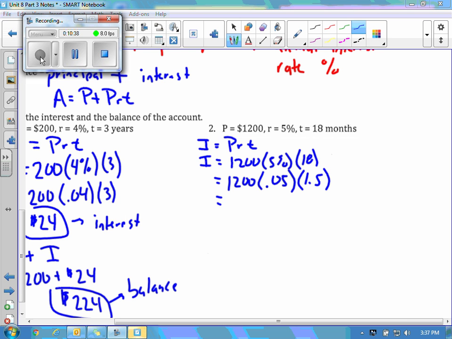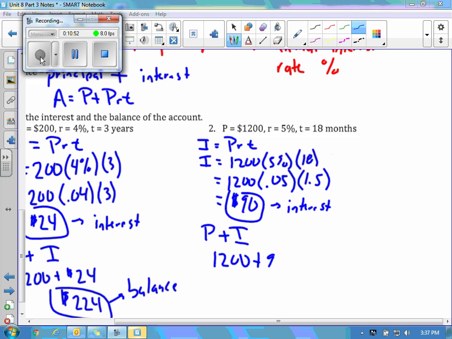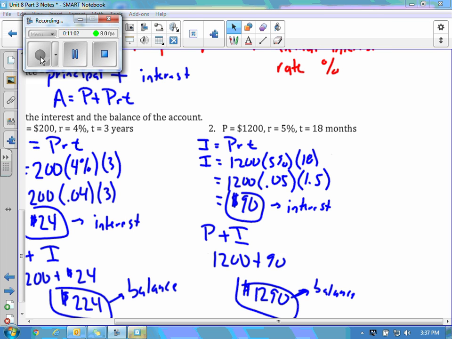And then I can go ahead and multiply those out. When I multiply those three out, I wind up with $90. So that's the interest. And then remember to find the balance, I do the principal plus interest. So that's 1,200 principal plus 90. So I'll wind up with $1,290 as my balance. Alright, again, this is tough stuff, so if you have questions, make sure you ask.